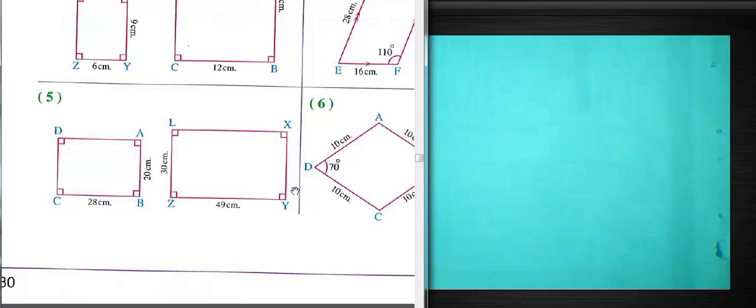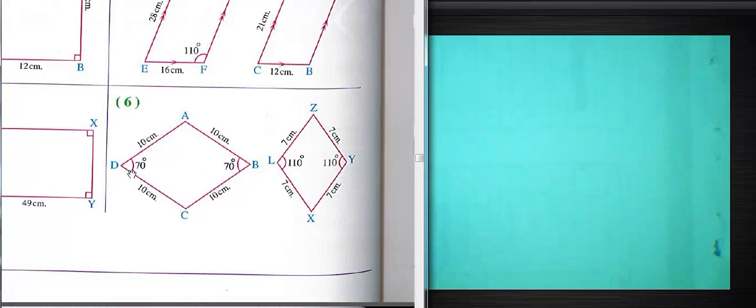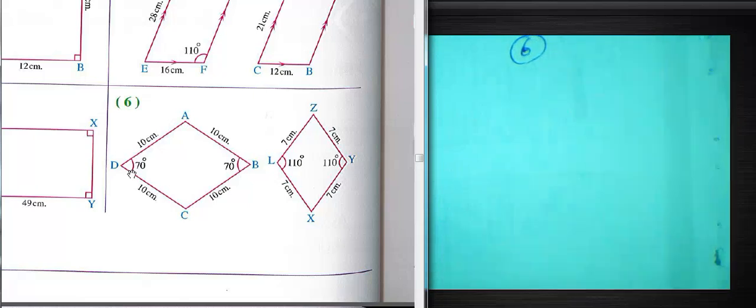So you must find the ratio between two corresponding dimensions. We have question number 6, two rhombus. The first rhombus ABCD, look at here with me, and again ABCD and YXLZ. Look at the measure of A will be 110 because measure of angle B equals 70, and the sum of measure of A and measure of B equal 180. So the measure of angle A equal 110. So each corresponding angles are equal in measure.